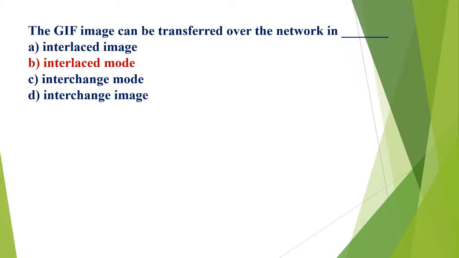The GIF image can be transferred over the network in dash. A. Interlaced image, B. Interlaced mode, C. Interchange mode, D. Interchange image. And the correct option is B. Interlaced mode.